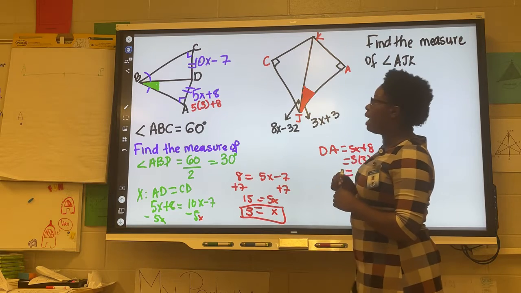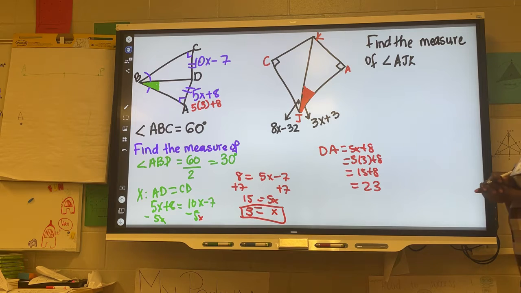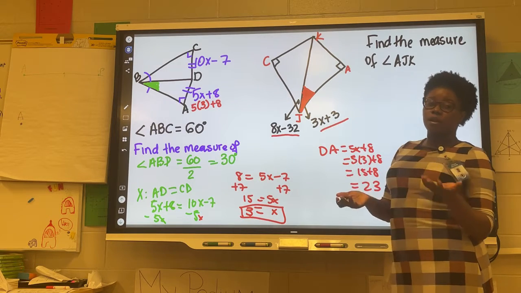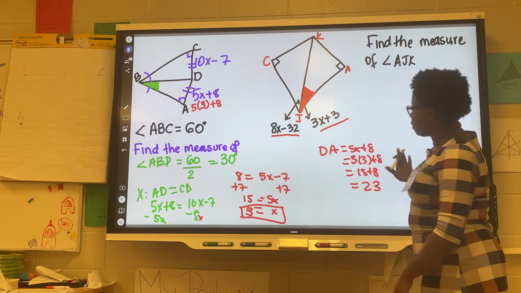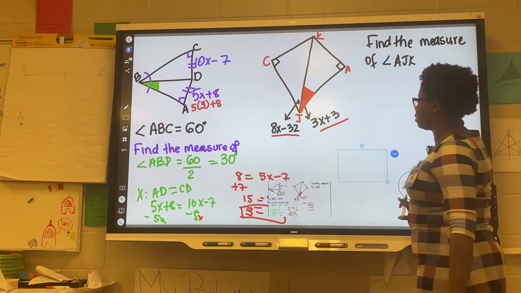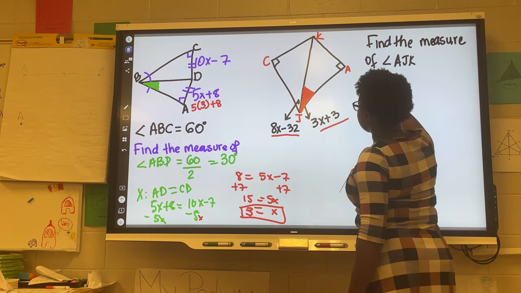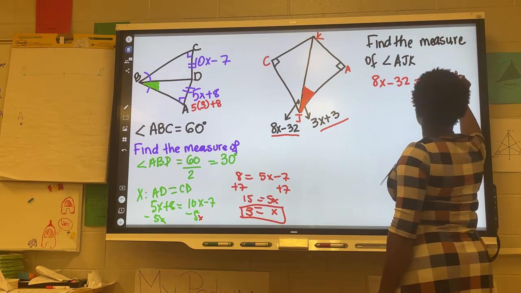And we mentioned that an angle bisector basically cuts the angle into two equal parts. And so once the two angles are equal, we know that if we're given algebra, they're also going to be equal because these two angles are bisectors of each other. So I'm going to erase this part here so I can have space to write. So we know that 8x minus 32 is equal to 3x plus 3.